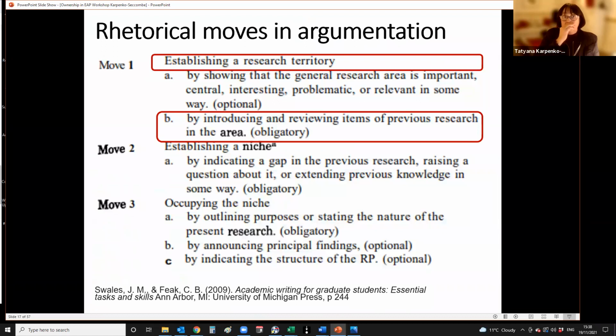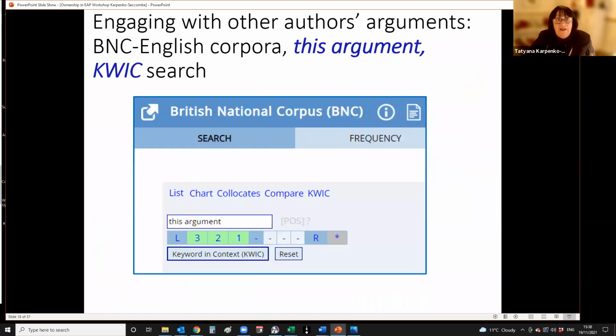Now, back to rhetorical moves. After establishing the research territory by talking about the importance of the area, very often there is a couple of sentences, if we are talking about a smaller piece of writing, about previous research. And again, we can help students by looking at that. I think that the search on this argument can help, in the sense that the students can see how authors engage with the previous argument, not just listing, because we all know that's what happens pretty often.